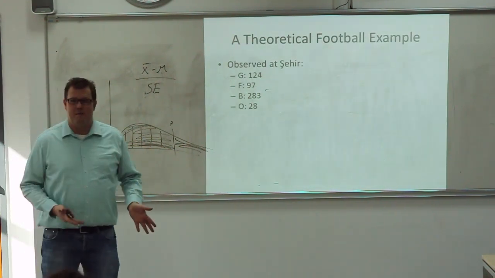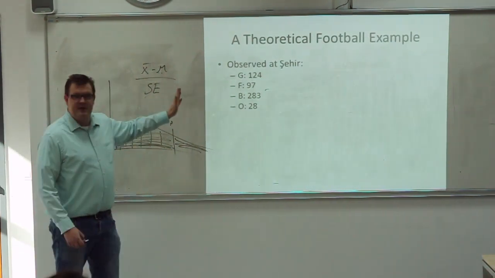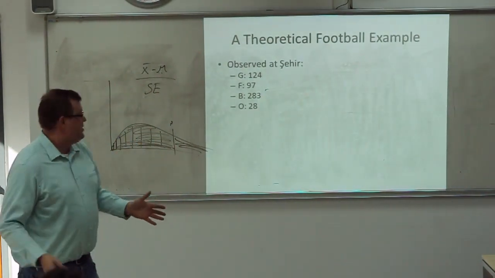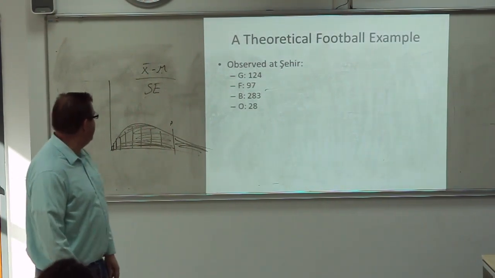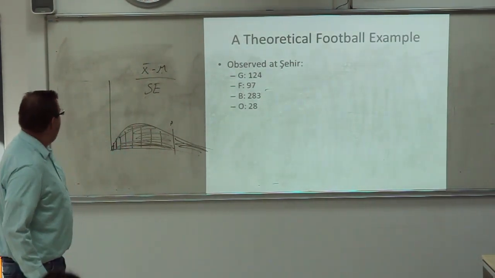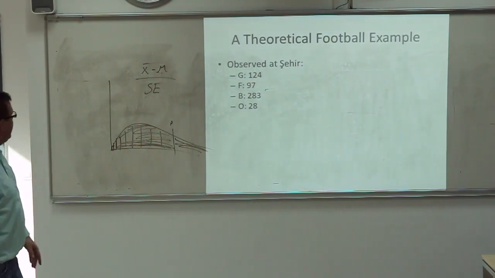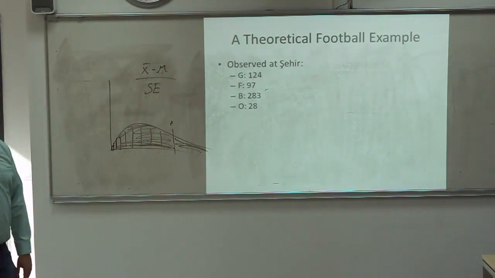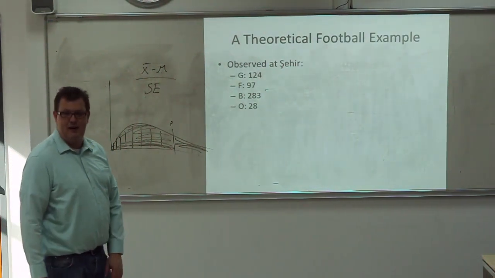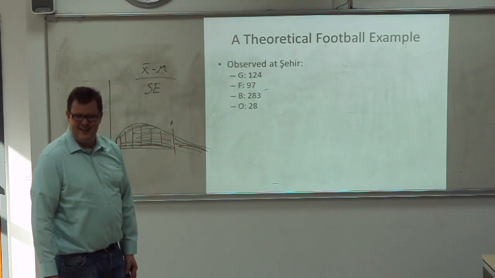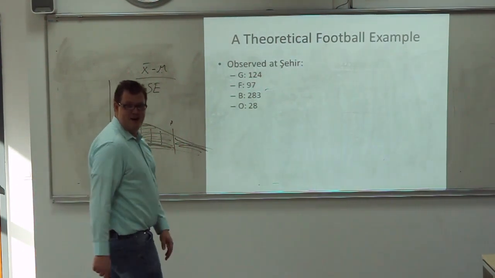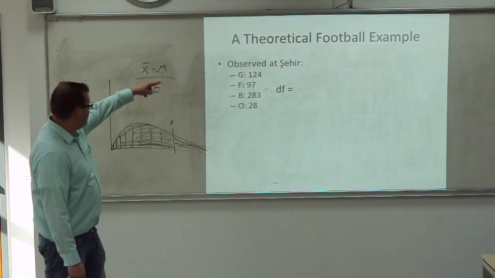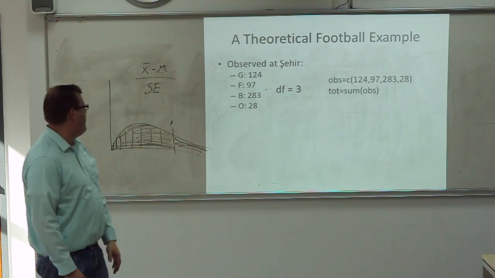Let's imagine a theoretical football example. We ask students at Shahir what football team they like. So we have 124 people say they like Galatasaray, 97 like Fenerbahce, 283 like Beşiktaş, and other 28. Sorry, Trabzonspor and Belediyespor. All right, how many degrees of freedom do we have? 3. Right, K is 4. K minus 1, 3. Beautiful.